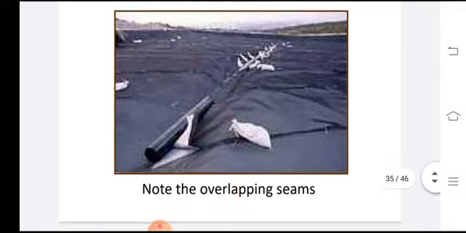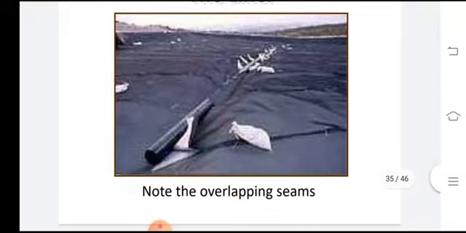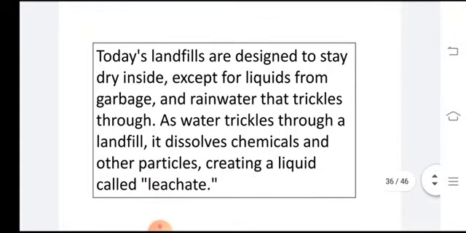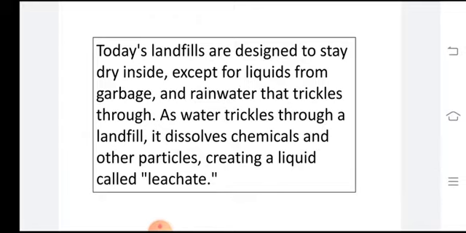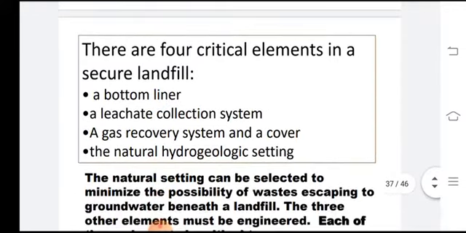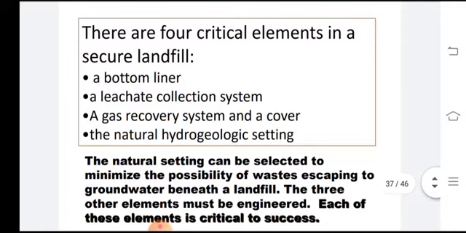The liner, you can observe here the overlapping to prevent the seepage and the percolation. They are designed to stay dry inside except for the liquids from garbage and rainwater that trickles through. As water trickles through a landfill, it dissolves chemicals and other particles, creating a leachate. So, four critical elements, which are bottom liner, leachate collection system, gas recovery system, and natural hydrological setting.